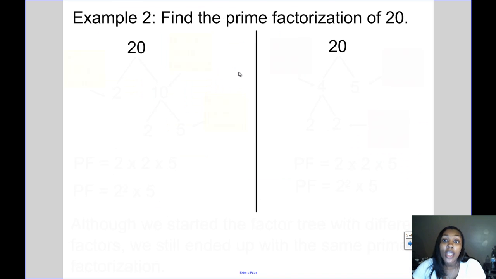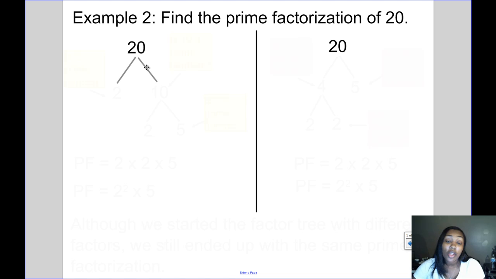So in this next example, what I want to show is how the prime factorization of a number is the same no matter what factors you begin with. As long as the two factors you start with are actually two factors that multiply to give you the top number, your final answer should be the same. So we're going to use 20 as an example.